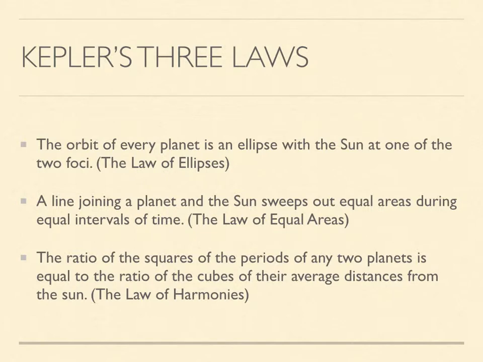Kepler's three laws. The first law, the law of ellipses, states that the orbit of each planet is an ellipse with the Sun at one of the two foci. The law of equal areas states a line joining a planet and the Sun sweeps out equal areas during equal intervals of time. And last, the law of harmonies states that the ratio of the squares of the periods of any two planets is equal to the ratio of the cubes of their average distances from the Sun, or T squared over r cubed should be the same for all the planets in the solar system.